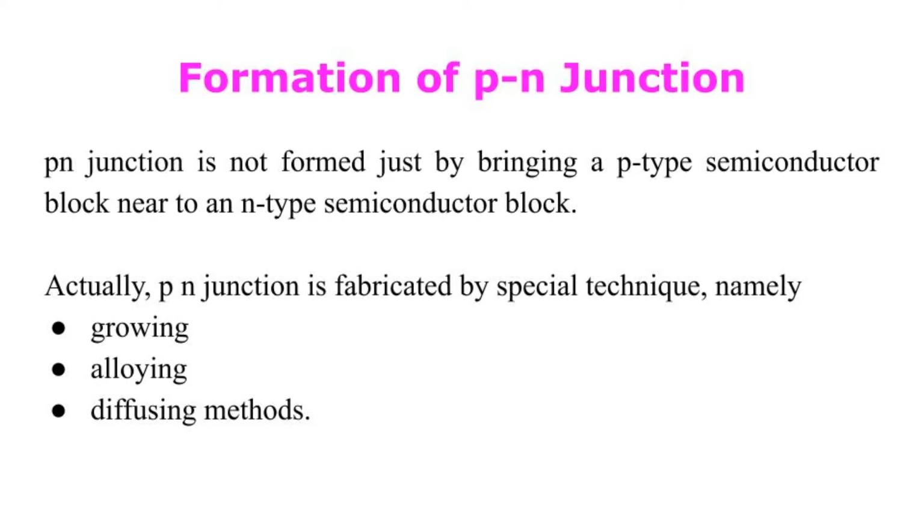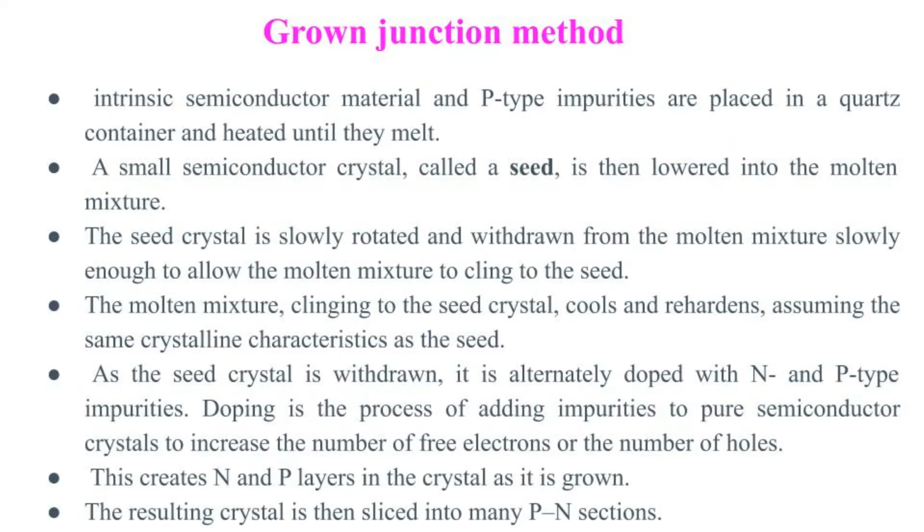A p-n junction is not formed just by bringing a p-type semiconductor block near an n-type semiconductor block. Actually, a p-n junction is fabricated by special techniques, namely the growing, alloying, and diffusing methods. Let us see the grown junction method.